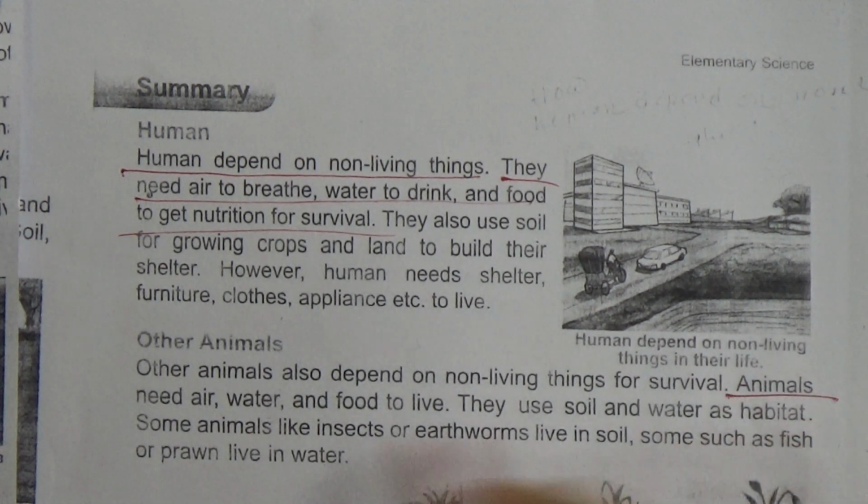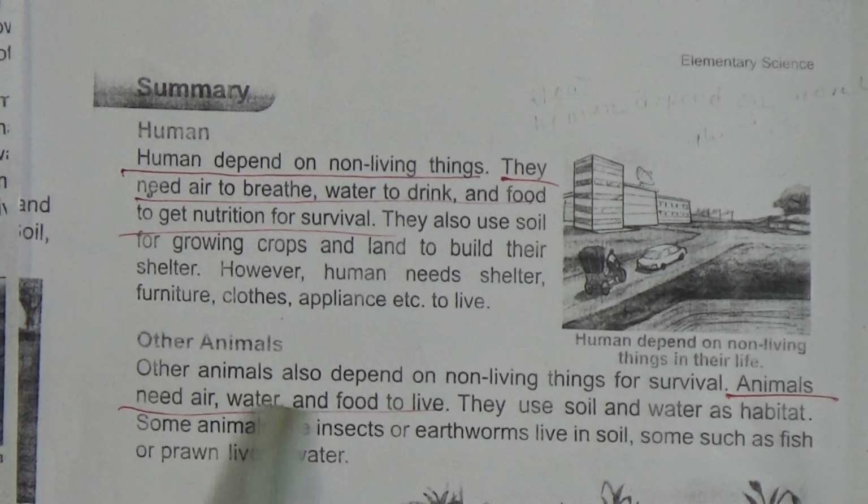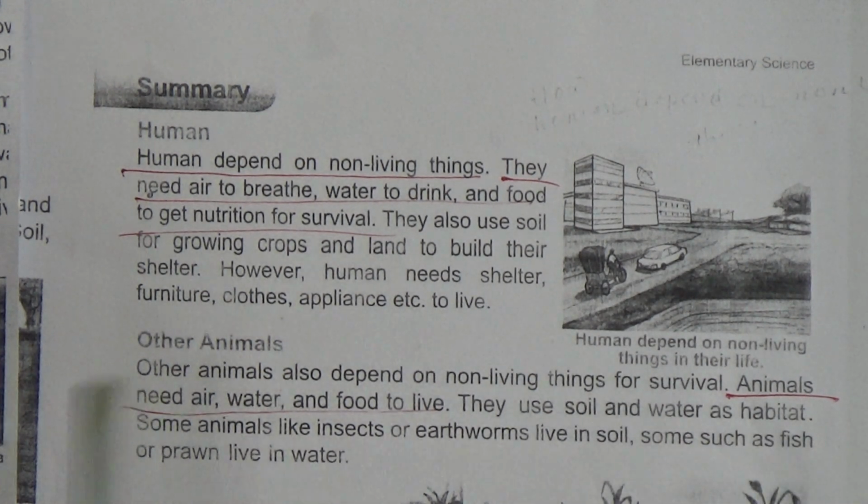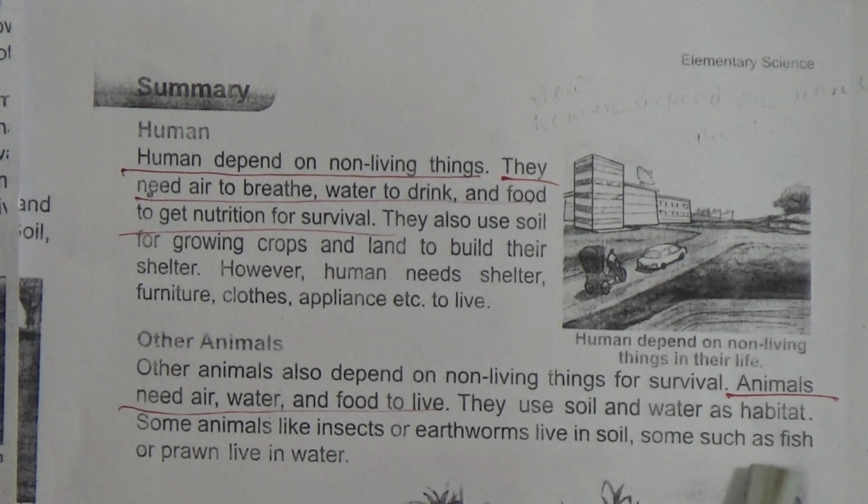My dear students, underline this line. This is very important for fill in the blanks. Animals need air, water and food to live. They use soil and water as habitat. Some animals like insects or earthworms live in soil, and some such as fish or prawn live in water.